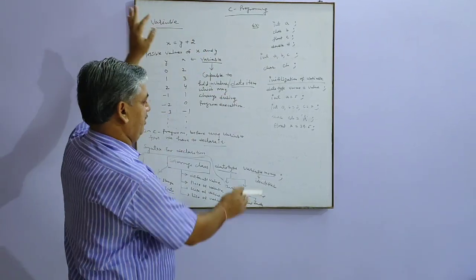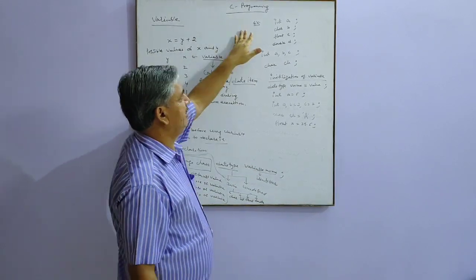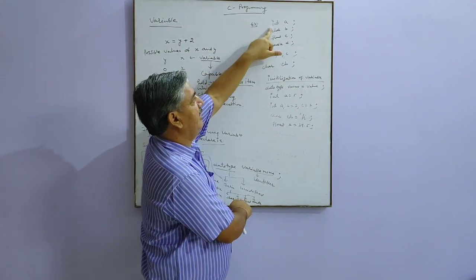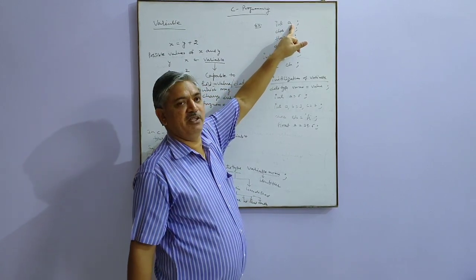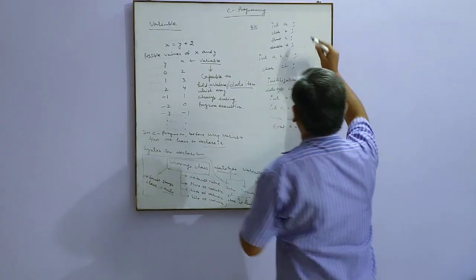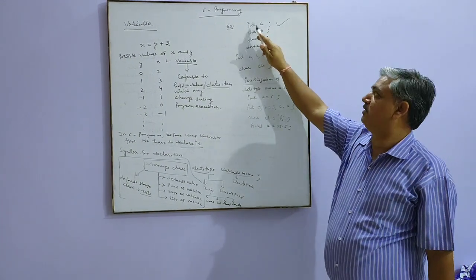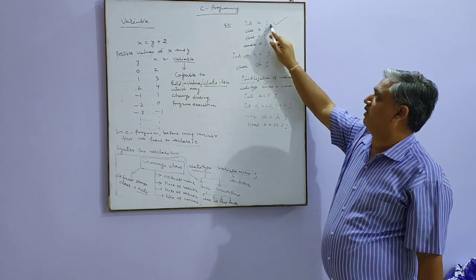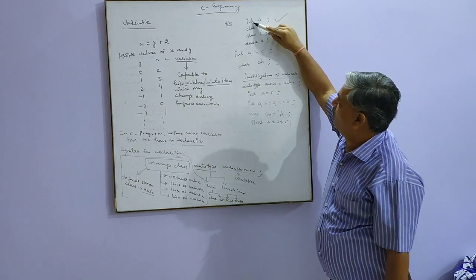Now, on the basis of this syntax, how do we declare variables? Suppose the data type is int and A is the name of the variable. So int A and semicolon. This is the correct statement for this variable declaration. So int A semicolon means A is the variable and this variable is capable of holding integer type of value.